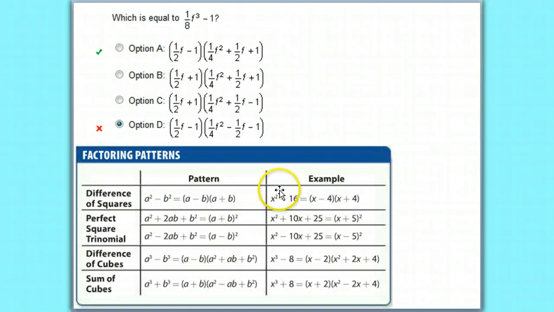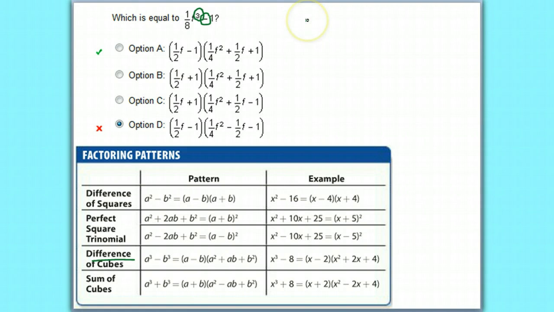Okay, last one. It says, which is equal to 1/8 f cubed minus 1? All right, so again here, what they're doing is factoring. And because of the cube here, I'm going to look at my factoring patterns chart to help me out, and I'm probably going to look at one of these cubes. Most likely it's going to be difference of cubes if it's going to factor into anything because of the subtraction sign there. So I'm looking at the cubed and the subtraction sign to tell me that it's probably going to be difference of cubes.